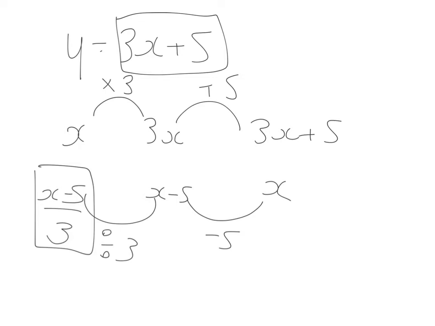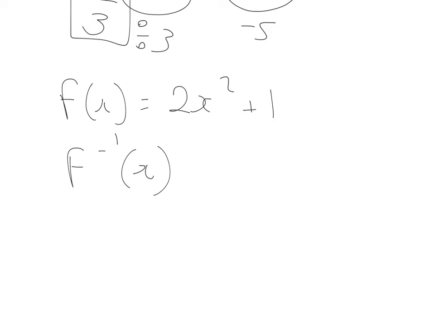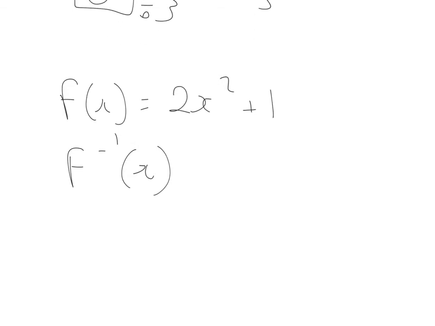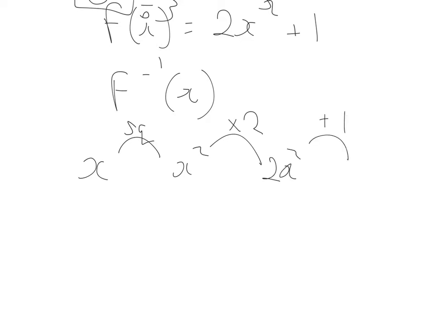So I'm going to look at another one. And this time we'll say f of x equals 2x squared plus 1. I'm just going to bring in a wee bit of notation now. f to the minus 1 of x, that's basically asking me for the inverse function. That's the kind of notation that you're thinking about with that one. So again, let's build this function up. So x, the first thing that happens is we square it to get x squared. Then we double it to get 2x squared. And finally we add on 1 to get 2x squared plus 1.